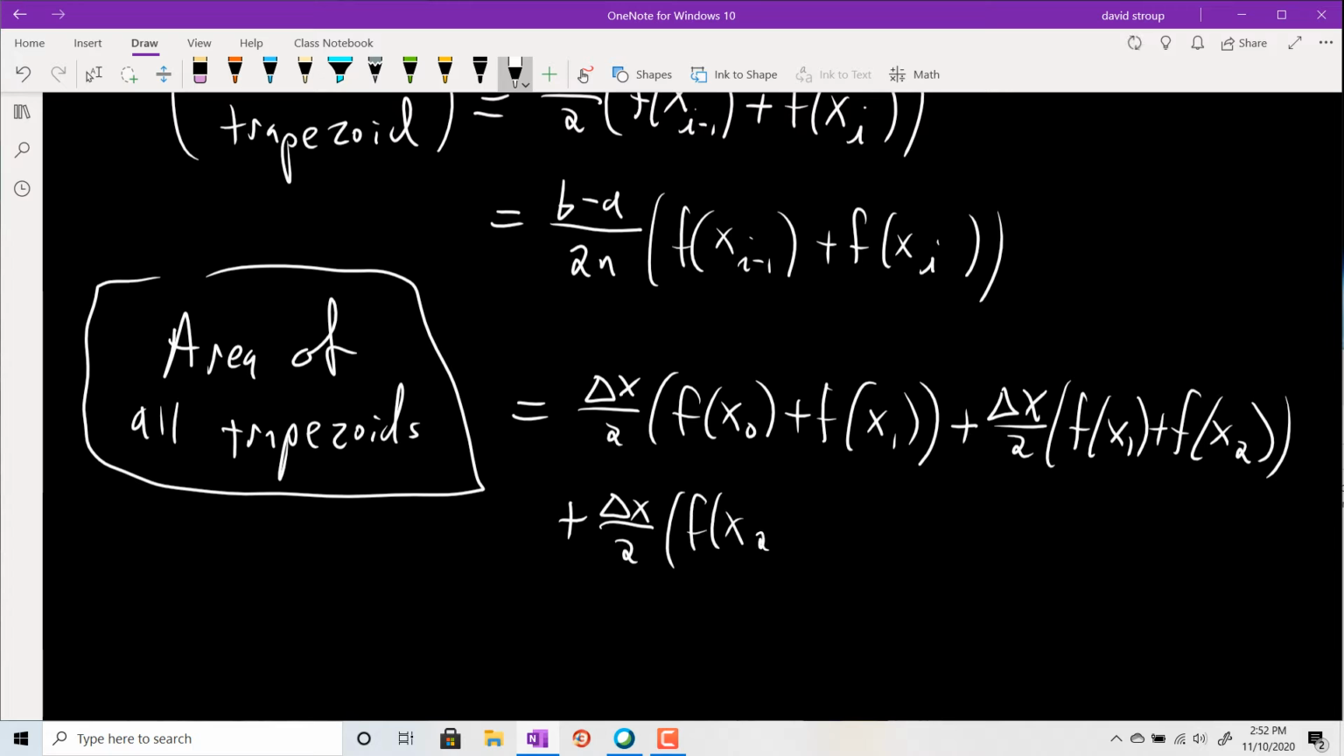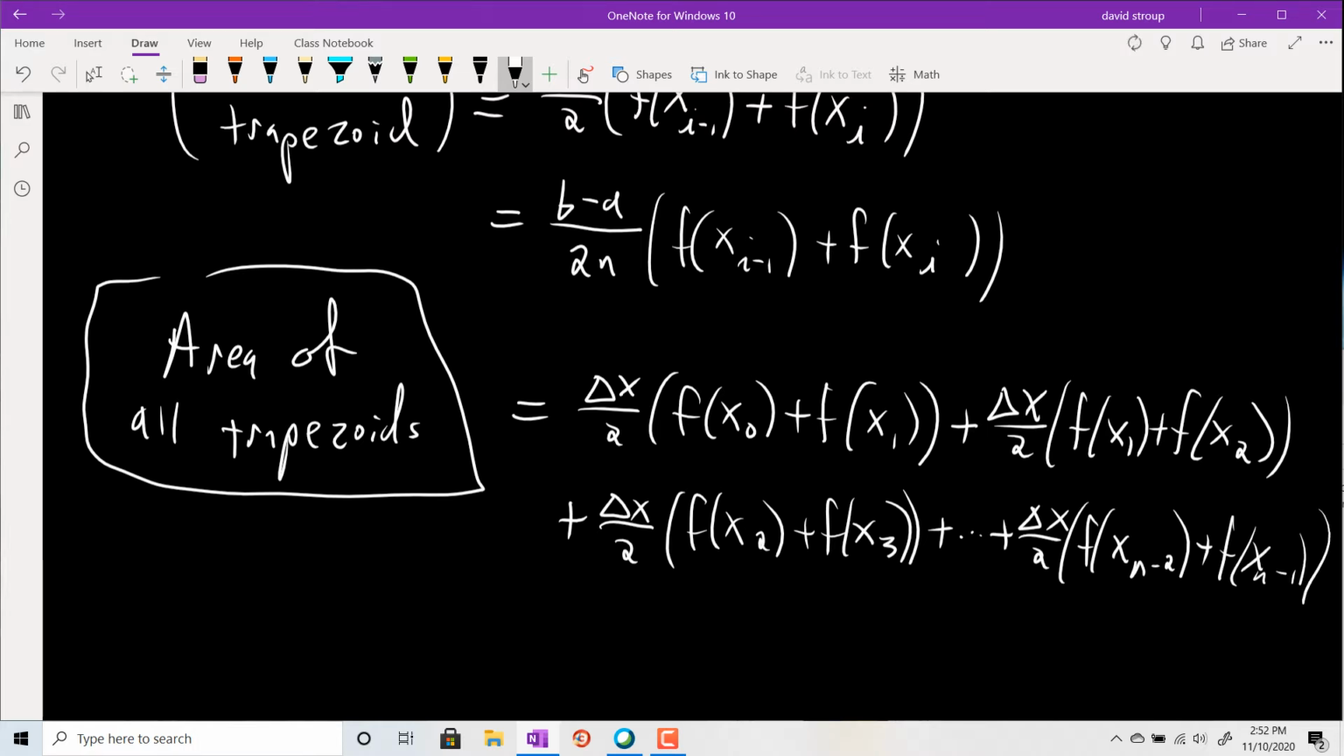f of x sub 2 plus f of x sub 3, plus dot dot dot, all the way to the end. So we have change in x all over 2 times f of x sub n minus 2 plus f of x sub n minus 1. And then plus change in x over 2 times f of x sub n minus 1 plus f of x sub n, which of course is f of b, right?